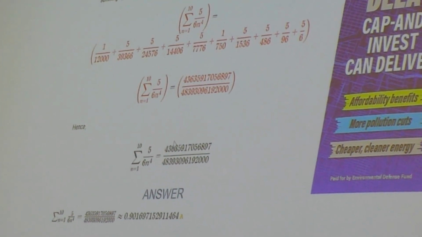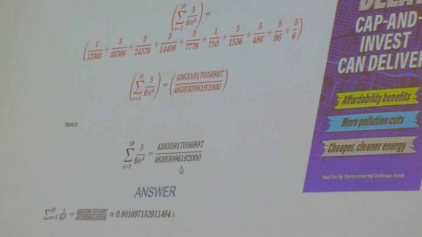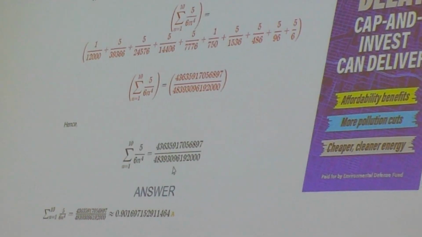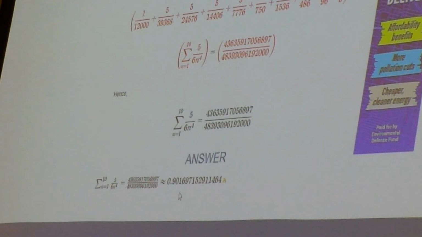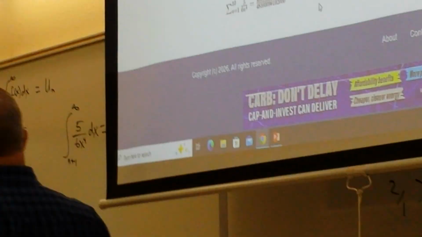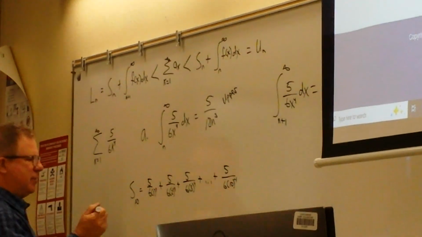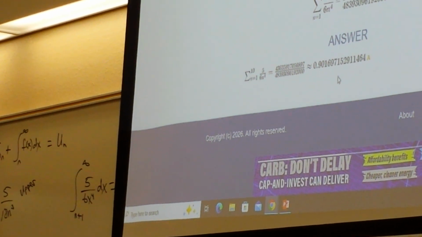So our final answer, look at that fraction. Imagine getting a common denominator and adding it up to get that fraction. Would that be horrible? I don't know if I could get that right. I don't think I could get it right the first time. Fortunately, we're going to be able to use decimals. Here's our answer in decimal form. Okay? So S of 10 is approximately 0.901697.